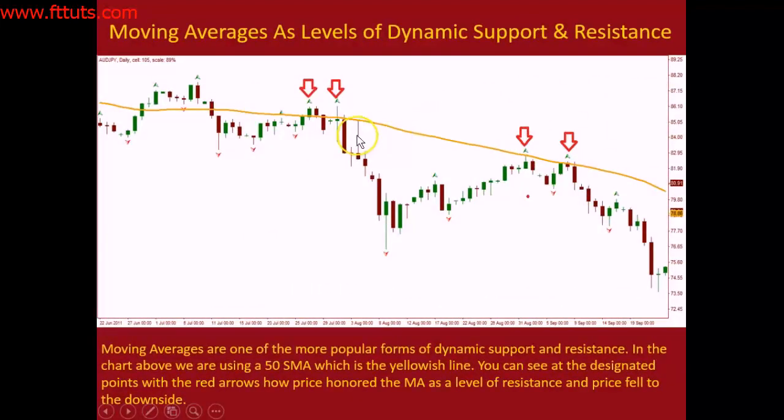Now we can see moving averages as levels of dynamic support and resistance. So we covered static support and resistance. Now we're looking at dynamic support and resistance. And moving averages are one of the more popular forms of dynamic support and resistance. In the chart above, we are using a 50 SMA, simple moving average, which is the yellow line. This yellowish line here is your 50 SMA. You can see at the designated points with the red arrows how price honored the moving average as a level of resistance and price fell to the downside.